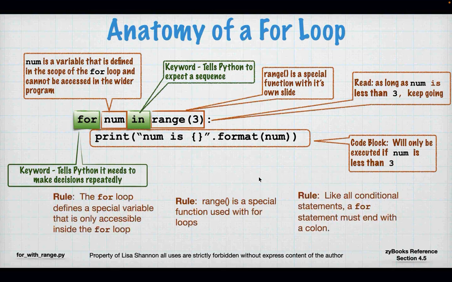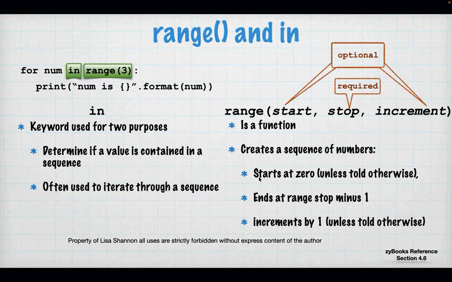And range is a special function. Num is that special variable that is really in the local scope of the for loop. You got to make sure it ends with a colon. Colons can be the bane of people's existence in Python. But if you remember it, you'll be good. And I'll show you what it means if you don't.